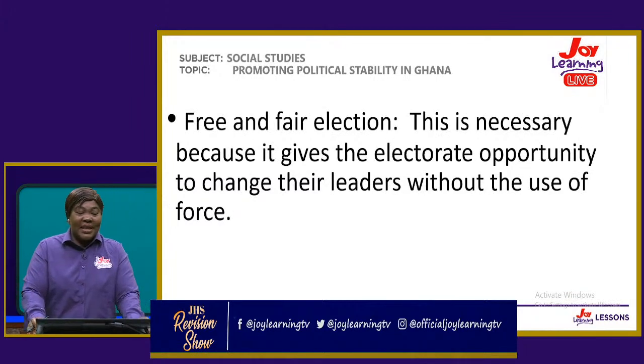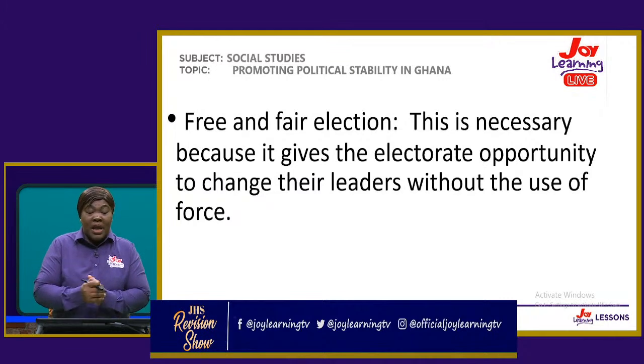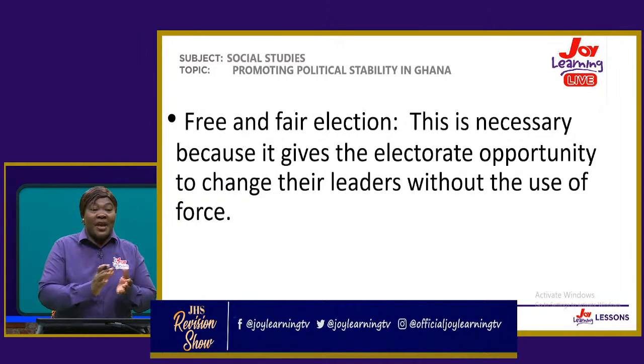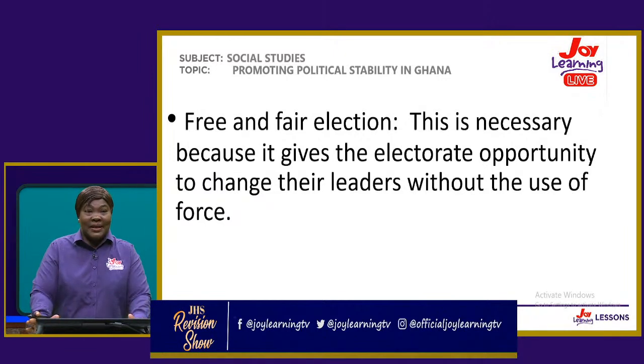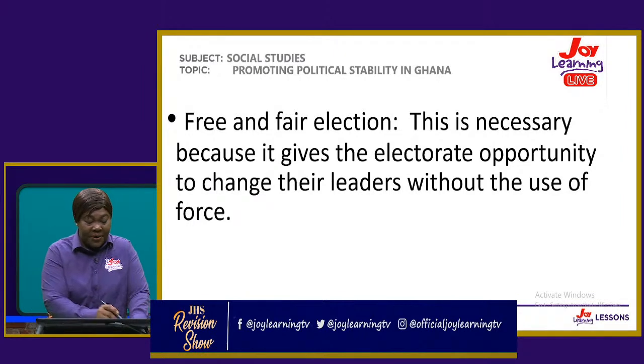The next point, again, is free and fair election. This is necessary because it gives the electorate the opportunity to choose their leaders, to use the power that they have. So, for example, if you are voting for someone in the class, maybe a class prefect, the ballot that has been counted should be free and fair. You should make sure that if candidate 1 had 10, candidate 2 had 20, you have to just mention it like that. You don't have to change it and say, because this person is your favorite, you are giving the 20 marks to your favorite. When you do that, it's not free and fair.